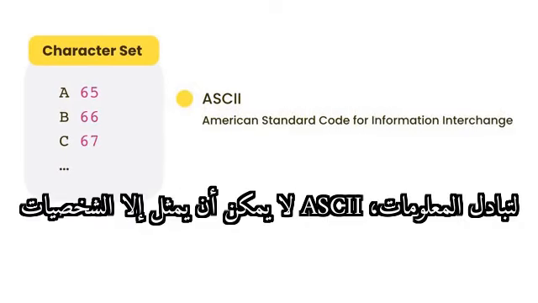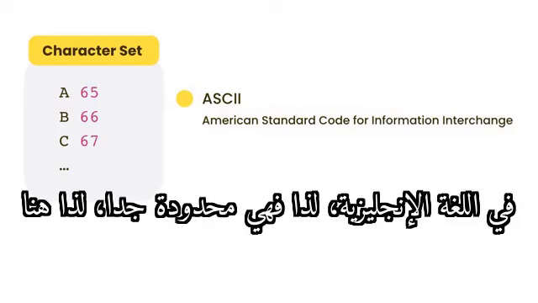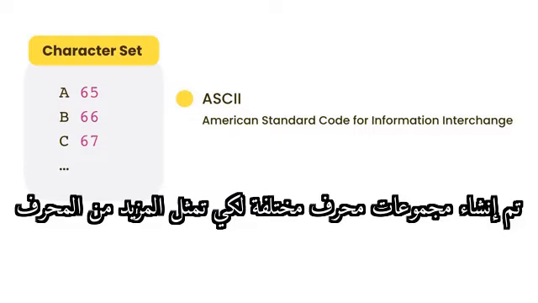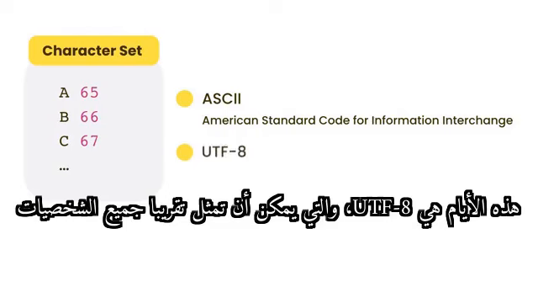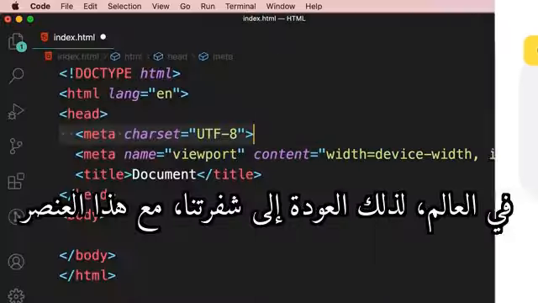So over time, different character sets have been created to represent more characters in international languages. The character set that we use most of the time these days is UTF-8, which can represent almost all characters in the world. So back to our code. With this meta element, we're defining the character set used in this HTML document. Okay.